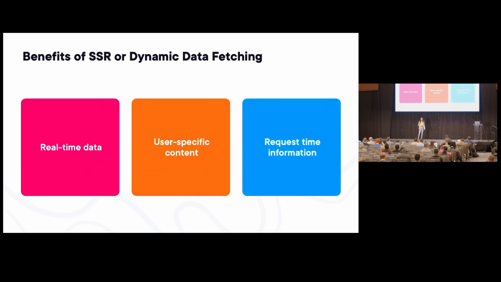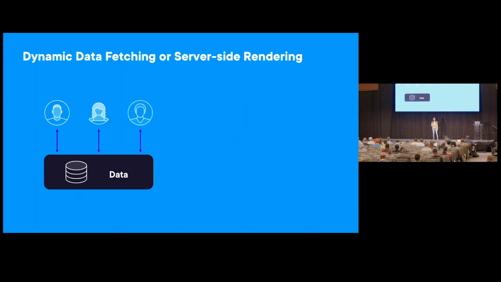And also, we need the request. It's request time information. So anytime you have dynamic content, absolutely use server-side rendering, and you don't need to use the Next.js cache at all. And there, you eliminate the cache, and you directly interact with your server.